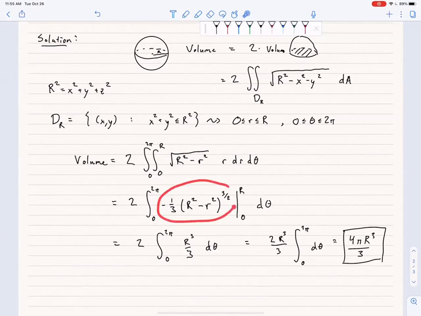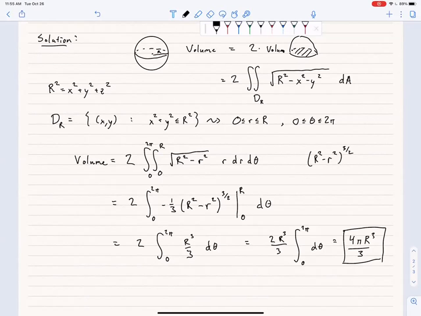This here? Yeah. So it's easy to overlook because I've just blocked it out. This is important, right? So I'm just using a u substitution for r squared, but I'm just saying that I'm using a power rule here. So I know that R squared minus r squared to the 3/2.